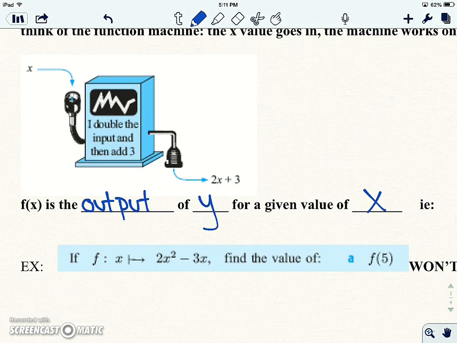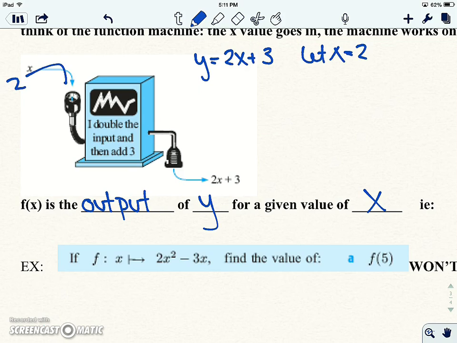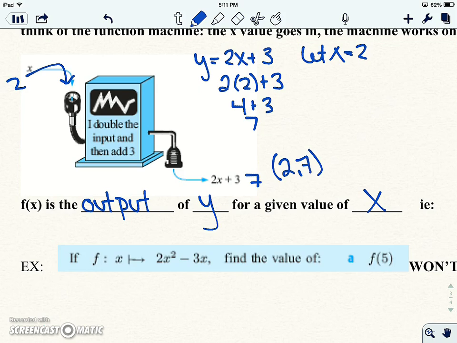So for example here, if x is 2, we could say y equals 2x plus 3. One way you may have seen this is we'd say let x equal 2 and evaluate. That means we're going to put a 2 in the machine. 2 times 2 plus 3, that's 4 plus 3, or 7. So it would spit out a 7, and you'd write the answer as an ordered pair, (2, 7). And then if you wanted to graph the answer, you'd graph the pair.